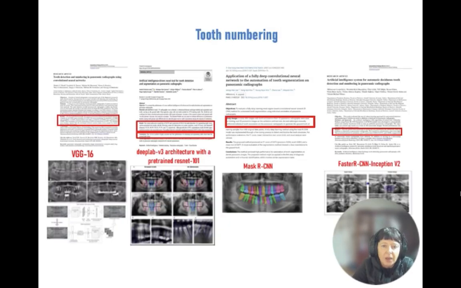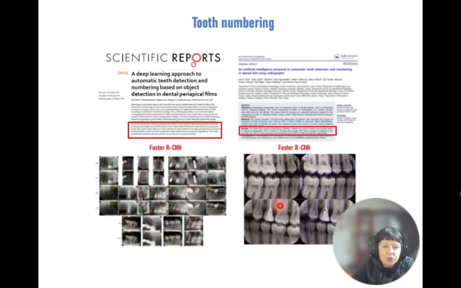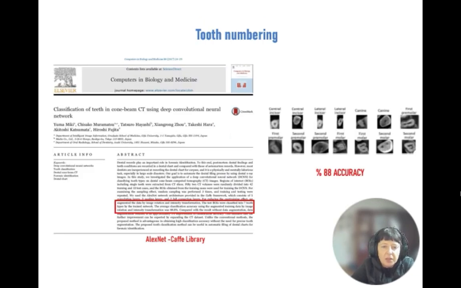So where was AI applied in different tasks in digital radiology regarding radiographic images? For example, in tooth numbering in panoramics, in tooth numbering in periapical radiographs, in bite-wing radiographs, in tooth numbering in cone beam CT, and you can see that in this paper, the accuracy of numbering the teeth was 88%.